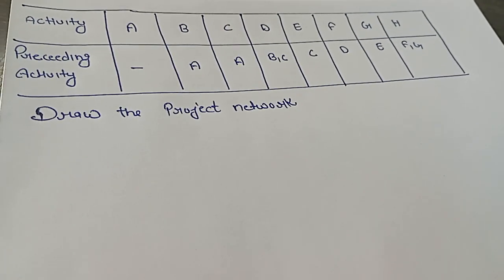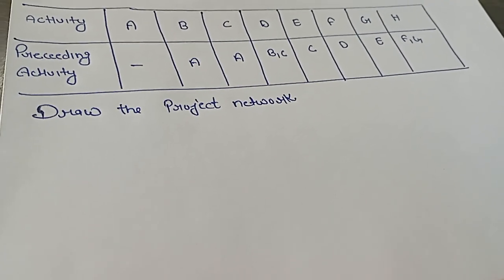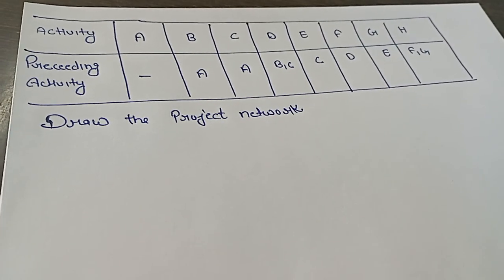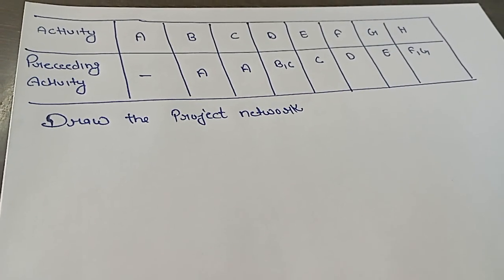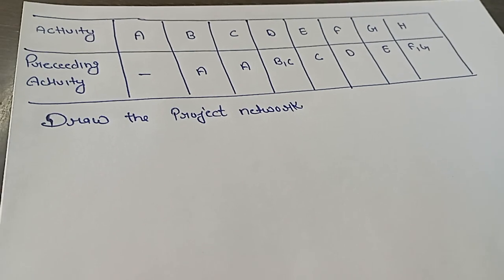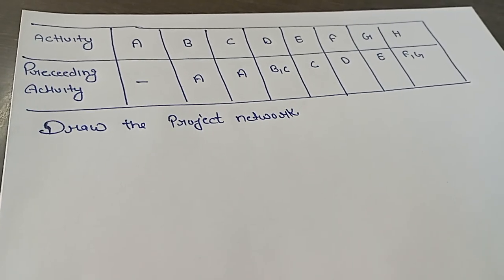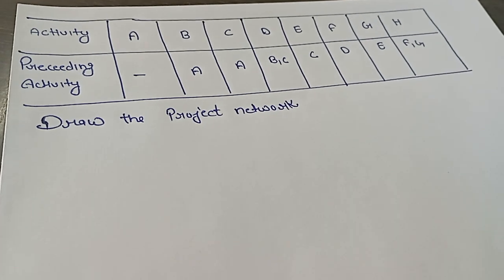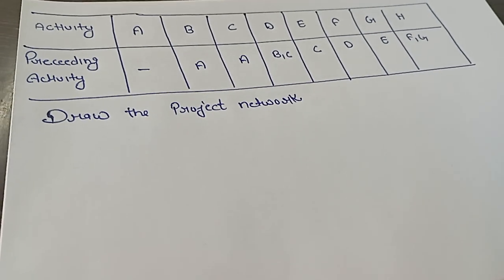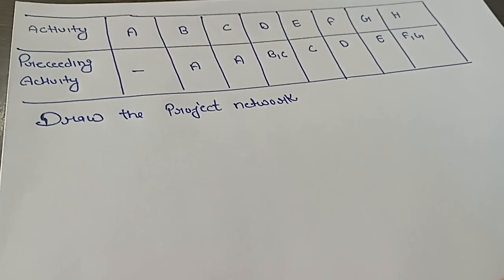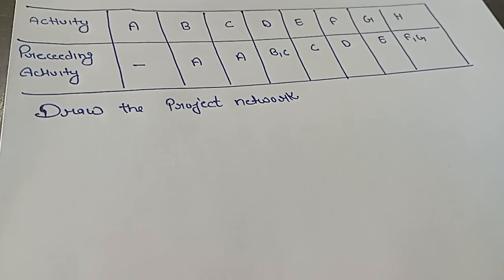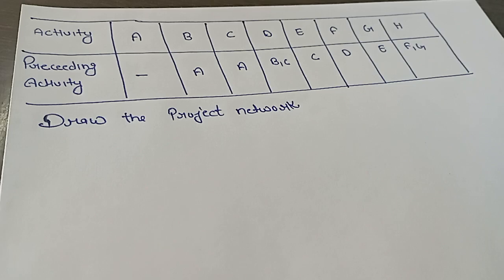Today we discuss in this video how to draw the project network in PERT and CPM technique. Here in this question, activities A, B, C, D, E, F, G, H are given, and we are also given the preceding activities. To draw the project network, first of all, we describe the rules for construction of a network diagram.